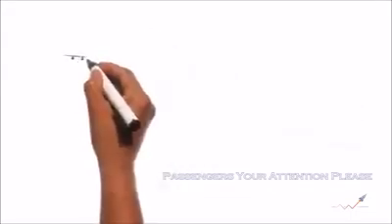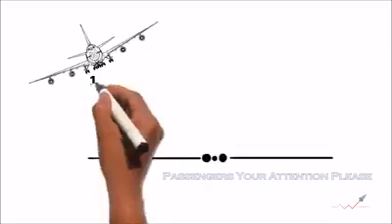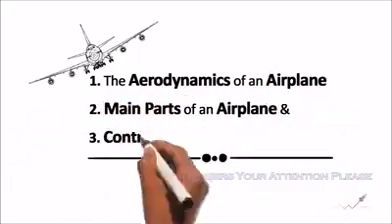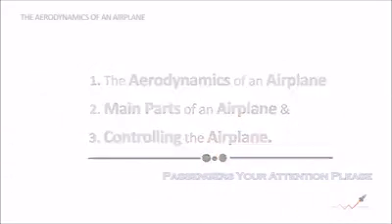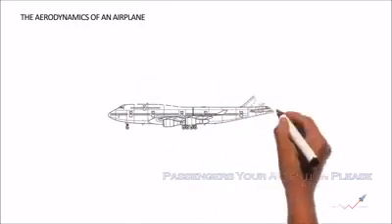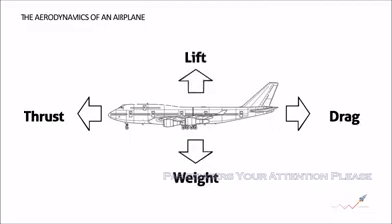Incredible, isn't it? Today, we are going to learn how an airplane flies in a very simple way by going through the aerodynamics of an airplane, the main parts of an airplane, and controlling the airplane. The aerodynamics of an airplane. The four aerodynamics of an airplane are drag, thrust, weight, and lift.